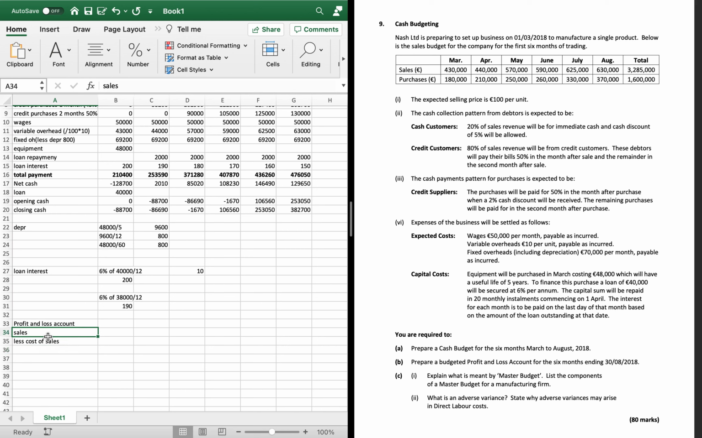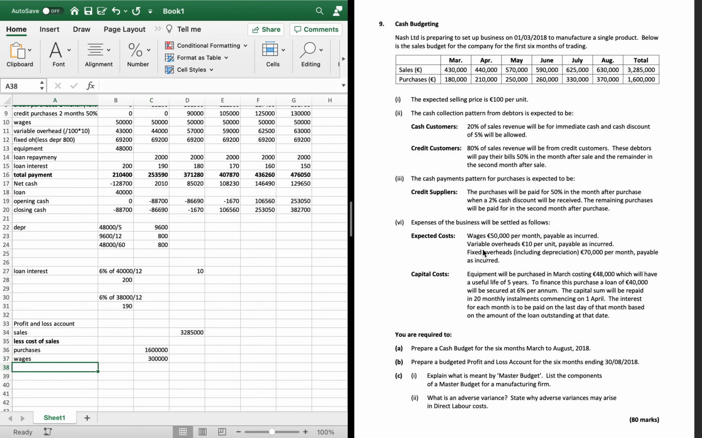So what's our sales? Our sales is this number here, 3285000. Okay, our cost of sales. So our purchases first. Now this is ignoring when you pay for it, don't mind anything else. It's just what you buy and what you sell. So our purchase is 1600. Alright, then that's our first expense. Our second expense then is our wages. So wages is 6 months by 50,000, which is 300,000.